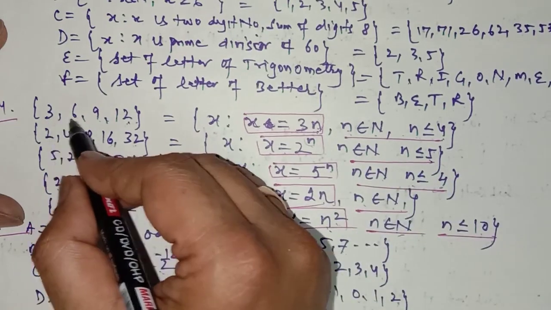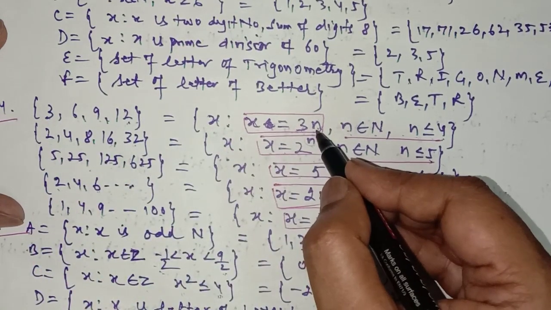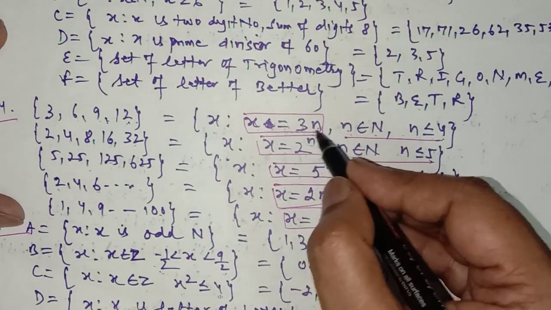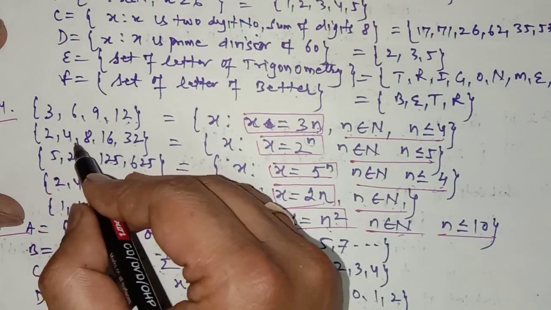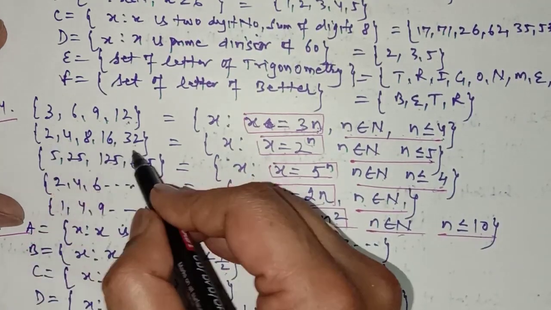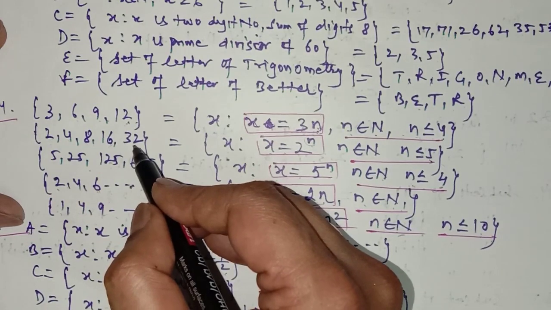And how many elements are there? 1, 2, 3, 4. So the natural number n is from 1 to 4, that is 3 into 1, 3 into 2, 3 into 3, 3 into 4. Only 4 natural numbers will be there, the first 4 natural numbers. Then 2, 4, 8, 16, 32. These are the powers of 2. We have already done this in the beginning of this chapter.